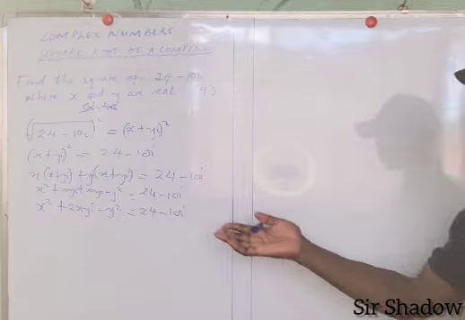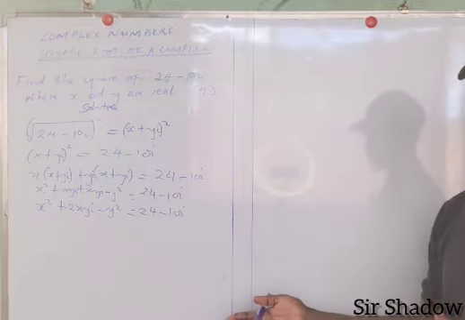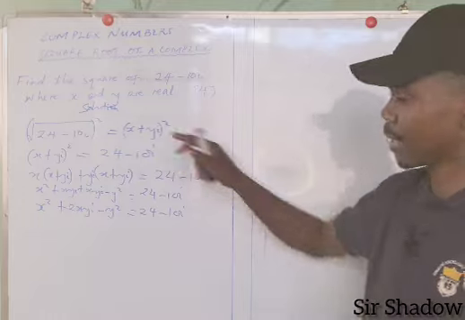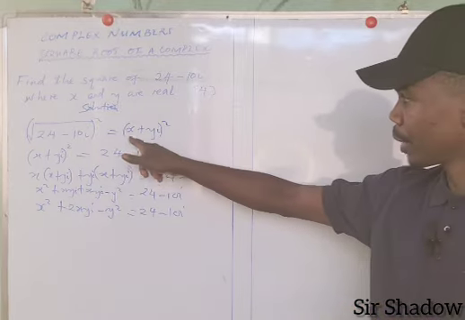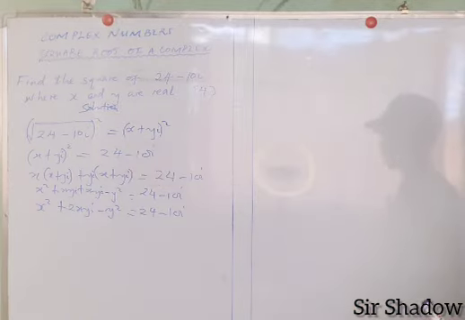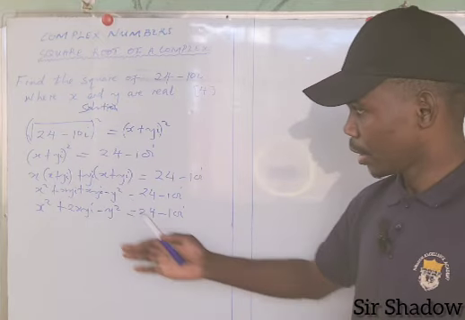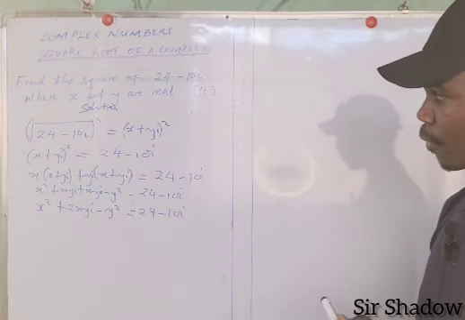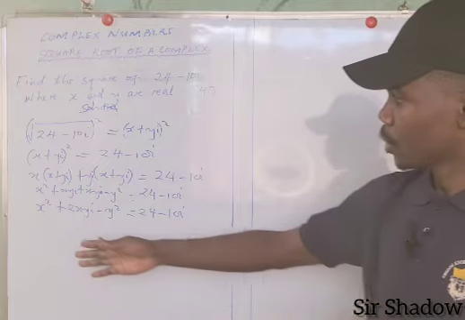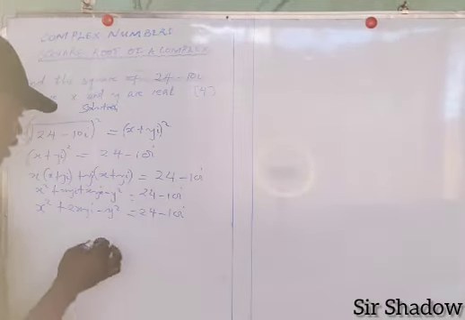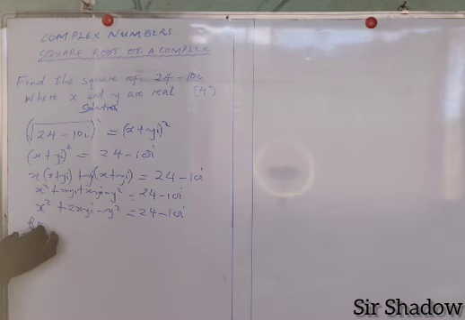So for us to find the square root of 24 minus 10i, let's equate it to x plus iy. Remember, a complex number is written in the form x plus iy, where x is real and y is the imaginary part. We are now at this stage, and we want to find the values of x and the values of y. So let's now select the real part.